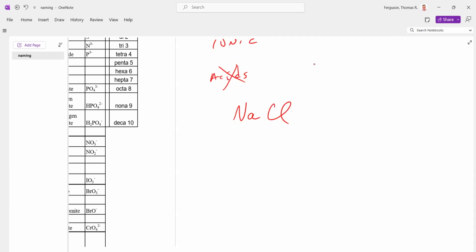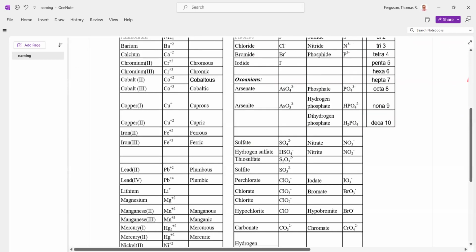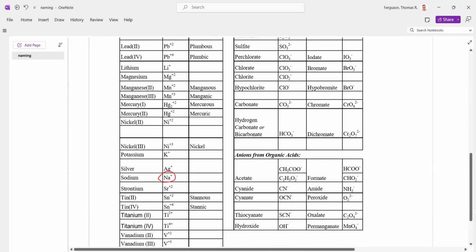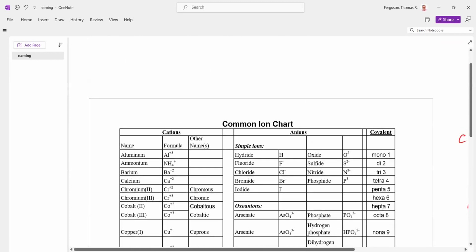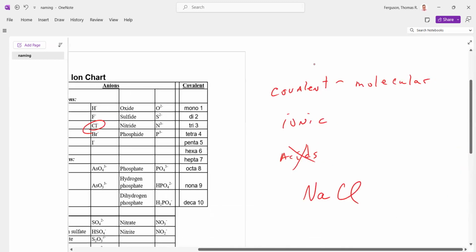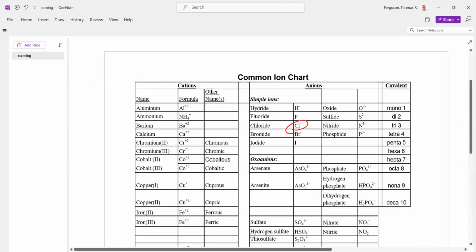So what you're going to do is you look on your handy dandy common ion chart. Here's sodium, +1, chloride, -1. Now remember, on your periodic table, everyone in the group has got the same charge. Okay, everyone in the group has the same charge. So if you have something like, let me make sure here.